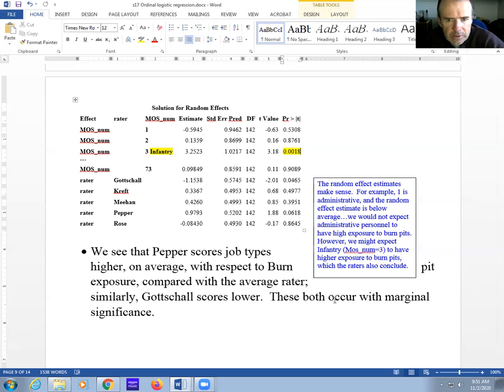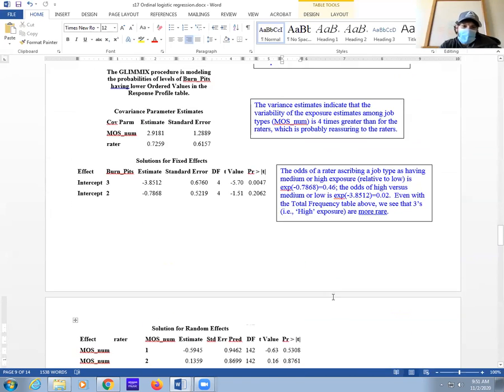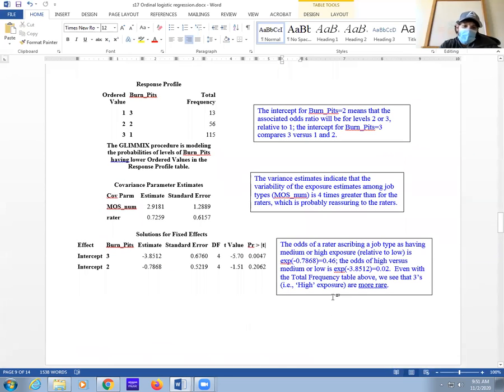Jonathan, did you have a question? Yeah, if you go back up to your covariance parameter estimates, do you have to worry at all that your standard error for your second intercept is almost as big in magnitude as your estimate? So for the radar, your standard error is almost as big as your estimate? That's a really good question.